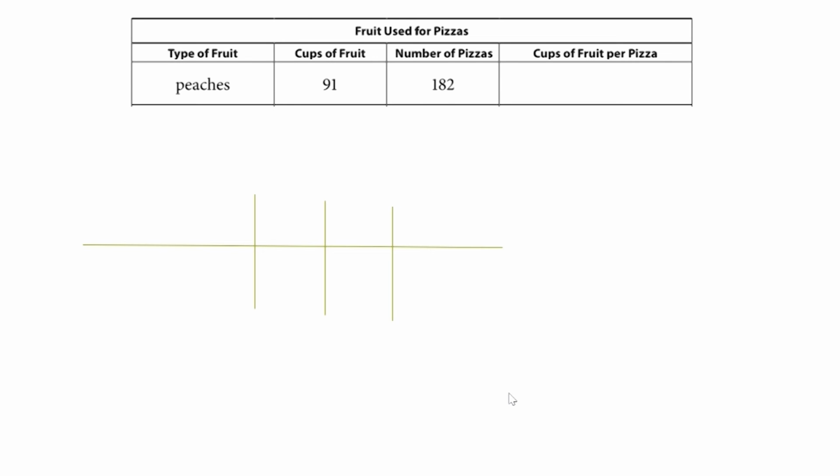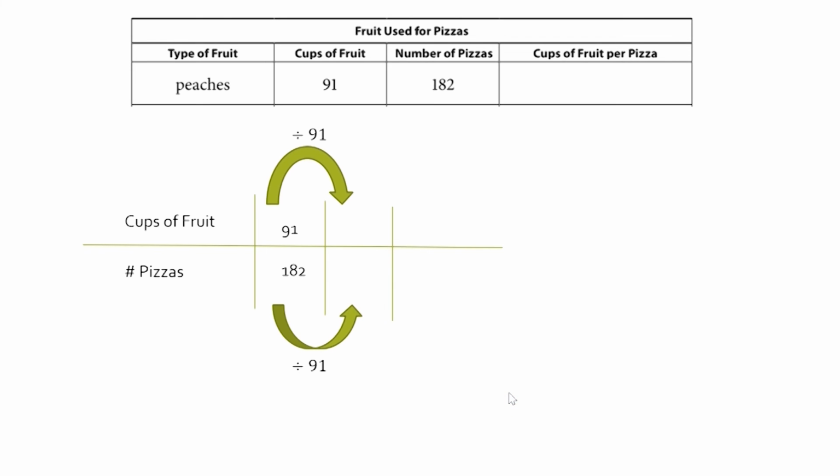As you can see, I have a ratio table set up again because I noticed a connection between 91 and 182. Anyone else notice that connection? All right, again, cups of fruit to number of pizzas, and here's the information we already know. 91 cups of fruit made 182 pizzas. Now, what was that connection that I saw? 91 is half of 182. 91 times 2 is 182. So 182 divided by 91 is 2. And I'm down to 1 cup of fruit.